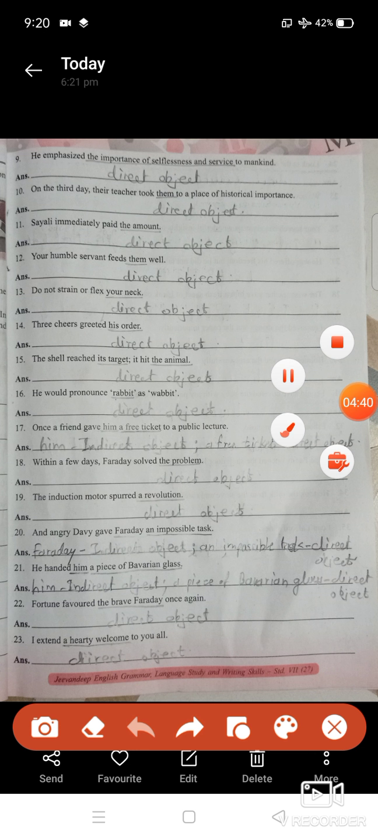16th number, rabbit is the direct object. 17th number, he may free ticket. Him is the indirect object and a free ticket is the direct object. The problem, direct object. Revolution, direct object. Faraday is the indirect object. To whom is it given? Faraday is the name given, so that is the indirect object. An impossible task is the direct object. Him is the indirect object. A piece of Bavarian glass is the direct object.